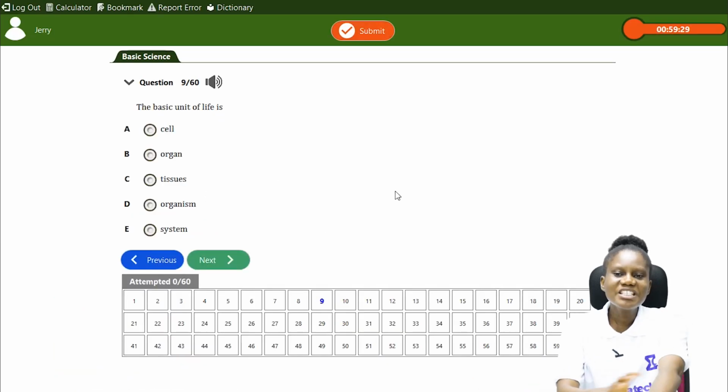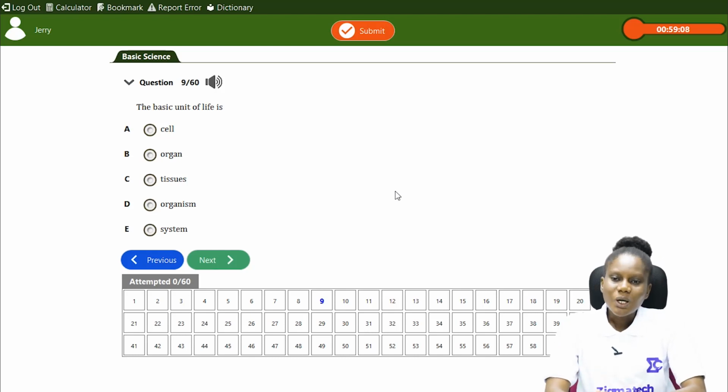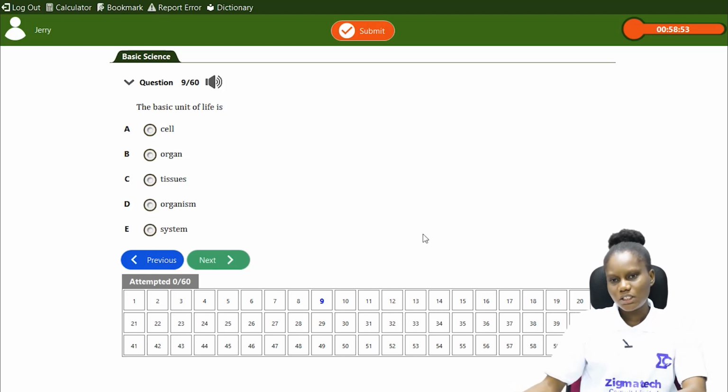So I have a question here. The basic unit of life is, I mentioned this when I was discussing the properties of living things, the properties of living and non-living things. We have A, cell, B, organ, C, tissues, D, organisms, and E, system. So what is the basic unit of life? I said cell is the basic unit of life. Very simple. Cell is the basic unit of life, and it's one of the properties of living things.